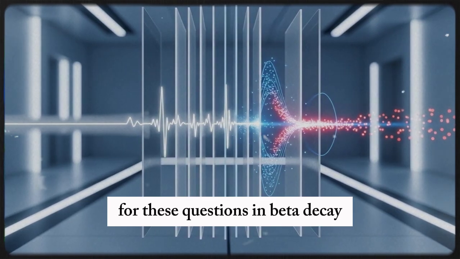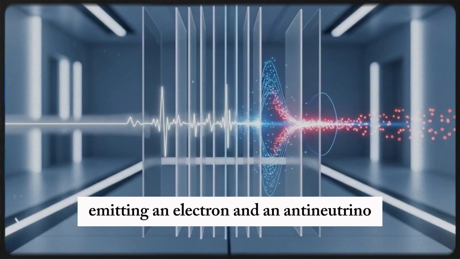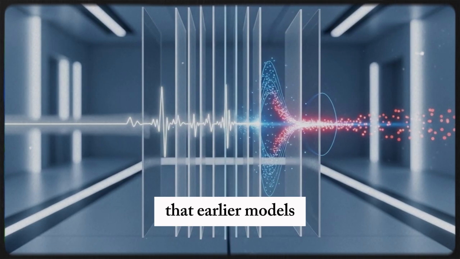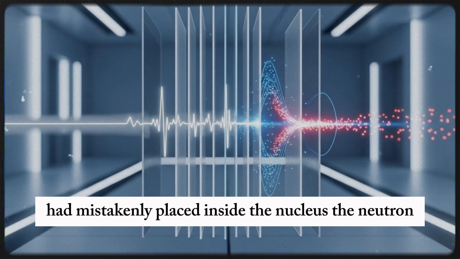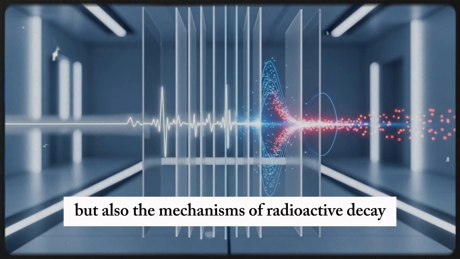In beta decay, a neutron inside the nucleus transforms into a proton, emitting an electron and an antineutrino. This process explained the source of nuclear electrons that earlier models had mistakenly placed inside the nucleus. The neutron thus clarified not only the structure of stable matter, but also the mechanisms of radioactive decay.